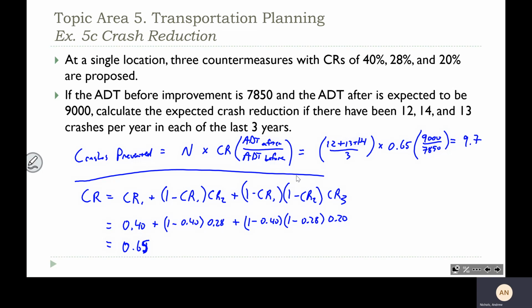So 9.7 crashes prevented. They could also ask you what is the expected number of crashes after. And so then that would be 13 minus the 9.7. So if you start out with an average of 13, save 10 essentially, then you would be expecting 3 crashes per year after you implement the countermeasures.